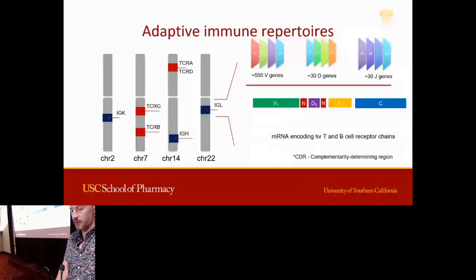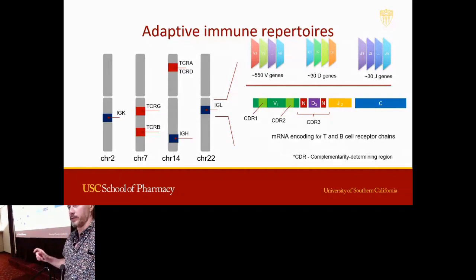Several definitions will refer to regions called complementary determining region 1, 2, and 3. CDR3 is quite interesting because it harbors the most diversity, so we'll use that as the proxy to define the clonotype. And the collection of clonotypes of a particular individual we will refer to as the repertoire.